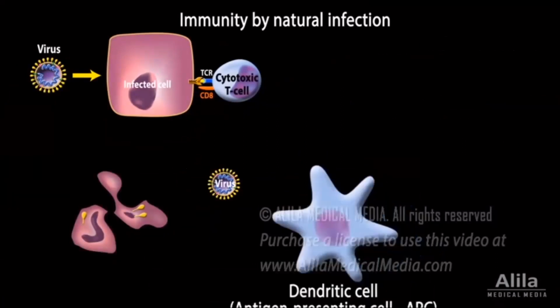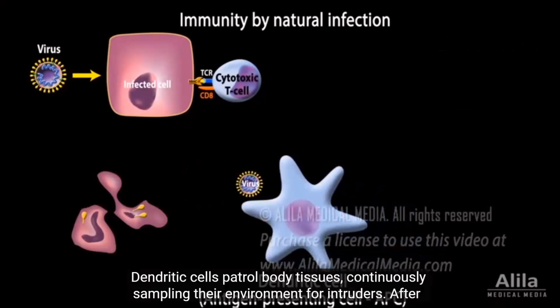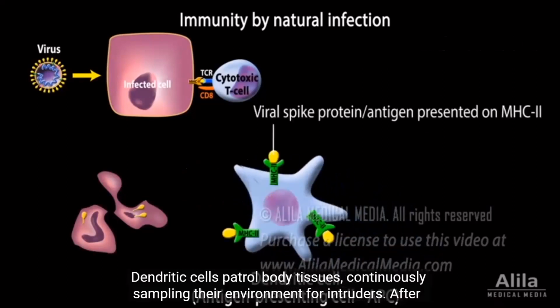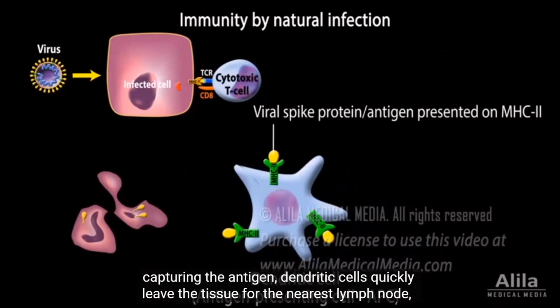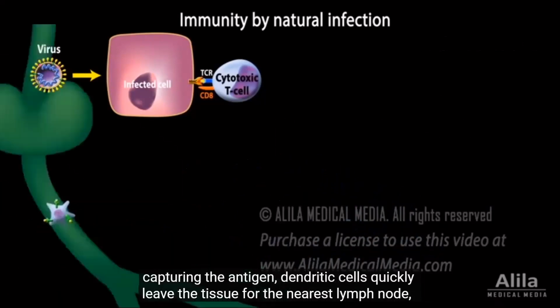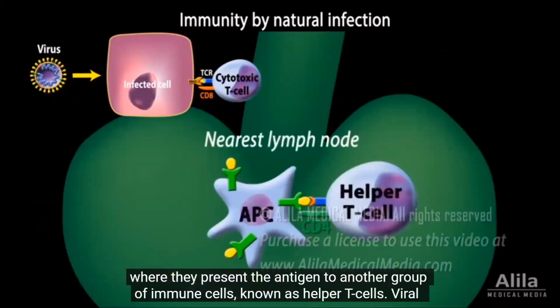Dendritic cells patrol body tissues, continuously sampling their environment for intruders. After capturing the antigen, dendritic cells quickly leave the tissue for the nearest lymph node, where they present the antigen to another group of immune cells known as helper T cells.